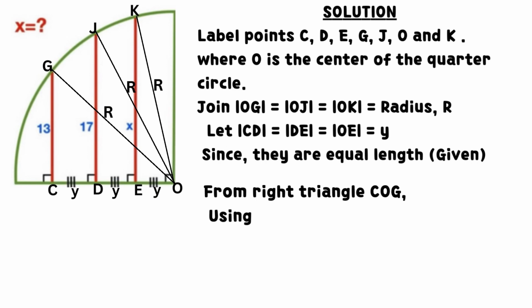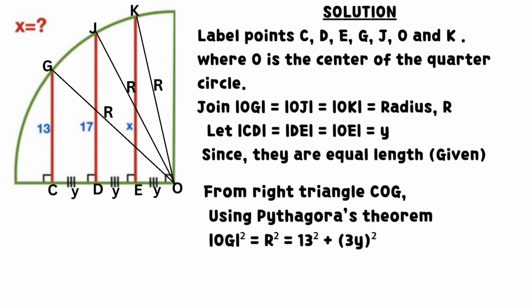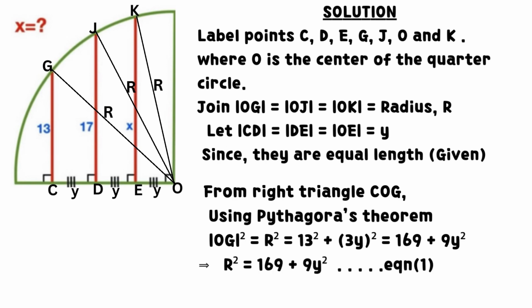From right triangle COG, using Pythagoras' theorem, the square of line OG, which is the square of R, equals the sum of the square of 13 and the square of 3 times Y. The result equals the sum of 169 and 9 times the square of Y. We call it equation 1.